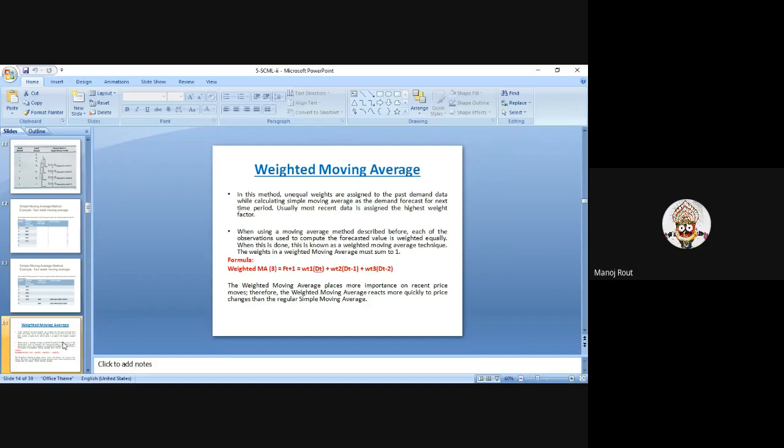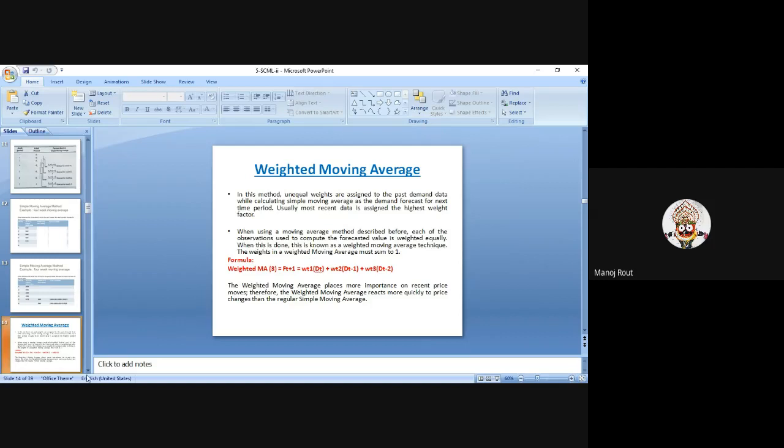In the previous class we already discussed this, so just note down the formula. The weighted moving average for 3 periods: F(t+1) equals W1 times D(t) plus W2 times D(t-1), that is the previous period, plus W3 times D(t-2). This moving average places more importance on recent price moves, therefore the weighted moving average reacts more quickly to price changes than the simple moving average.